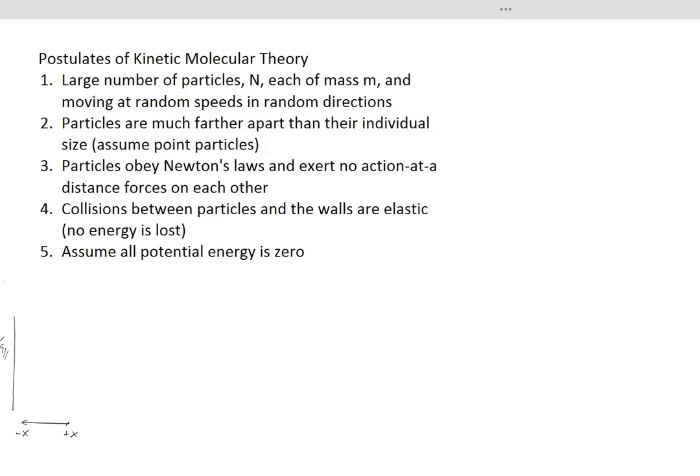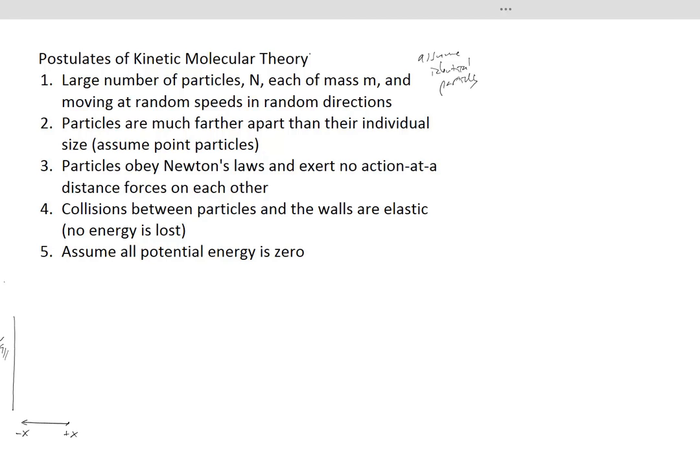We have a large number of particles, capital N, for a big number, and each one is mass m. We'll assume they're all the same particle, so assume what we call identical particles. They're moving at random speeds in random directions. The particles are much farther apart than their individual sizes. We'll assume that they're point particles.